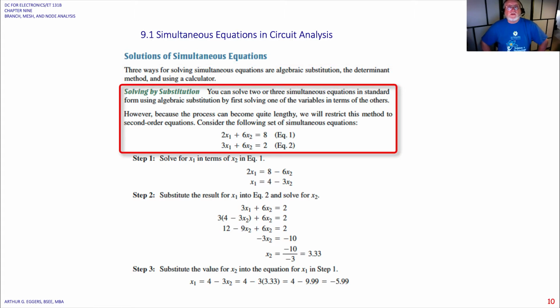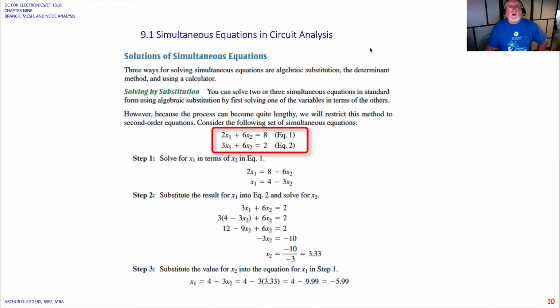Solving by substitution, you can solve two or three simultaneous equations in standard form using algebraic substitution by first solving one of the variables in terms of the other. So it's sometimes called solving one in terms of the other. However, because the process can become quite lengthy, we'll restrict this method to second-order equations. Consider the following set of simultaneous equations.